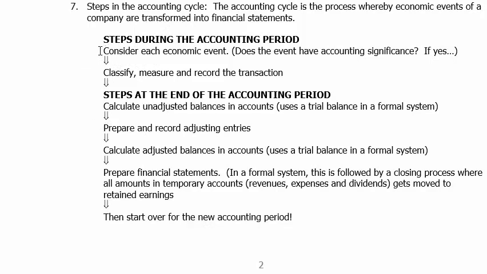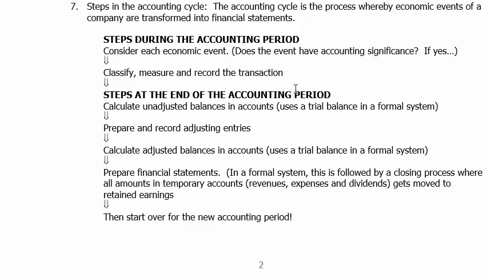Throughout the year, it was year 3 in our sample daycare problem, we considered each of 10 economic events that happened. And of course, we had to ask ourselves, does the event have accounting significance? Was there more than an exchange of a promise for a promise? In our 10 very simple transactions for sample daycare, they all had economic and accounting significance, both. So since they all had accounting significance, we classified them, measured them in US dollars, and recorded the transactions.